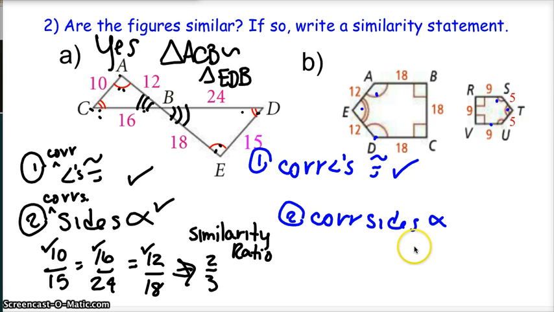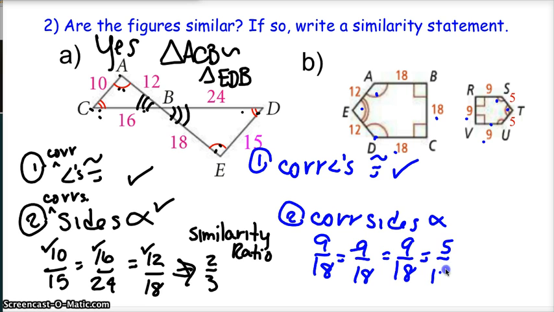Now, for corresponding sides being proportional, let's set up all of these fractions. A 9 to an 18. I have a 9 to another 18. One more 9 to 18. And then the 5 to 12 and the 5 to 12. Well, 9 over 18 for all three of these reduces to 1/2. However, 5 over 12 does not equal 9 over 18. So no, the corresponding sides are not proportional. So no, these figures are not similar. So I cannot write a similarity statement here.